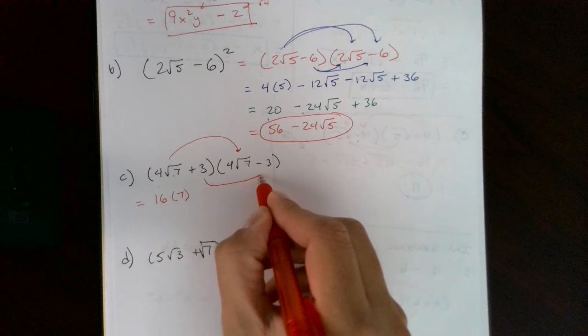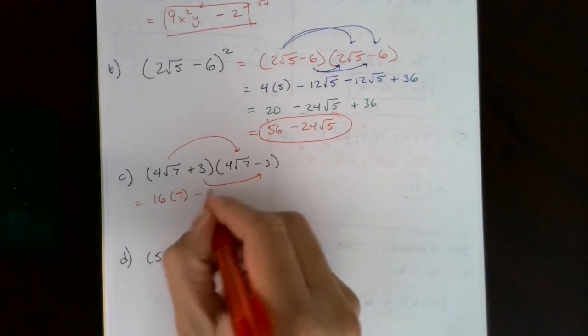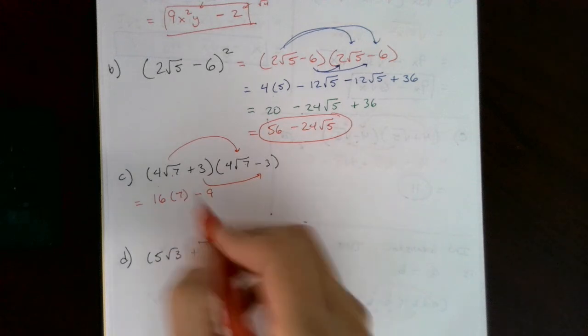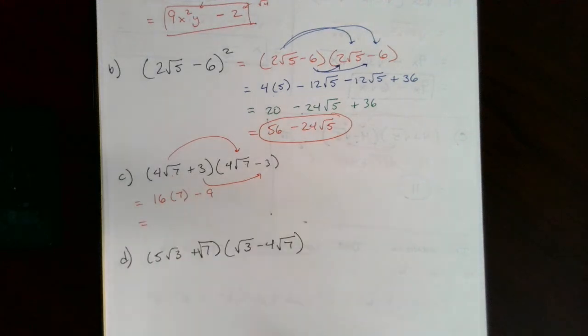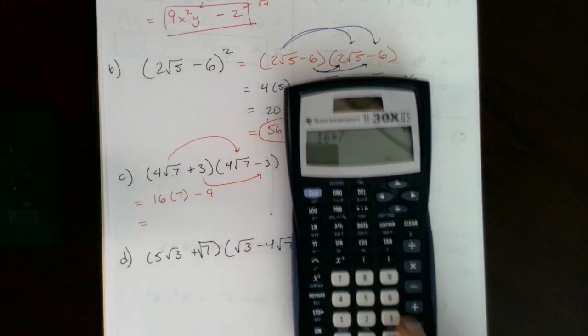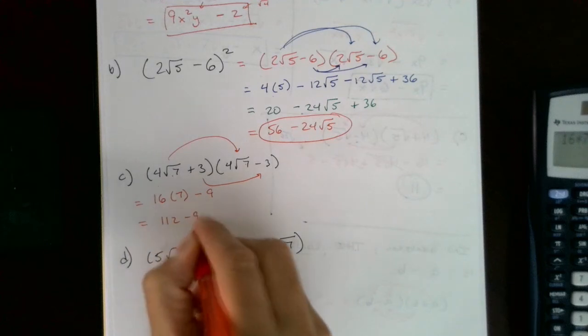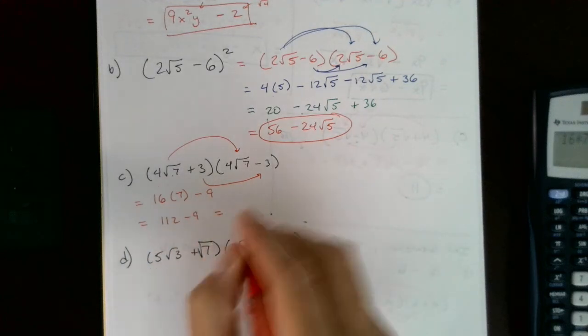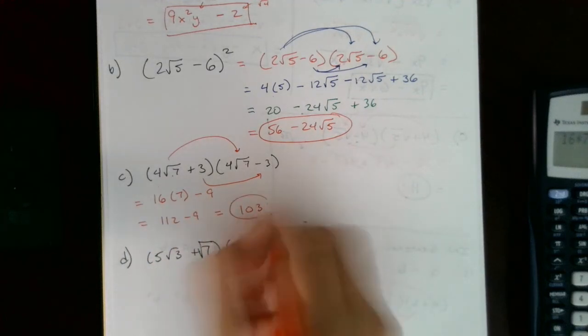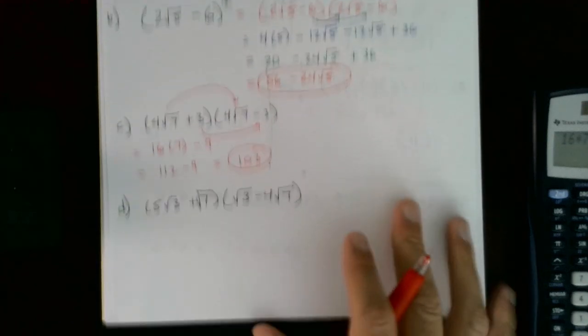And then I'm going to multiply the last terms together. So a positive 3 times a negative 3 makes a negative 9. So I got 16 times 7 and minus 9. We can simplify this. 16 times 7, if you're not sure, we can do it on the calculator quick. 16 times 7 is 112. Minus 9, which equals 103. So there won't always be radicals left in your answer either, right?